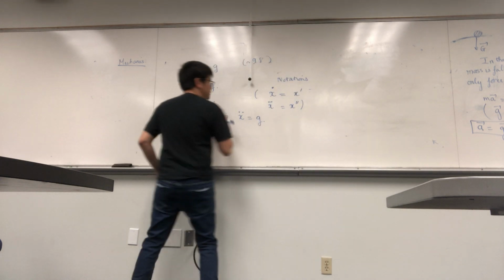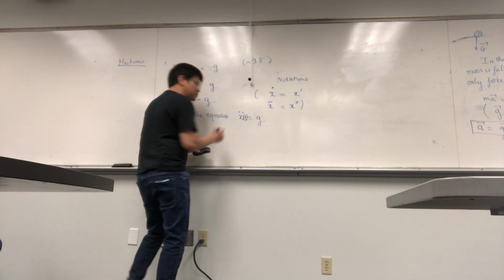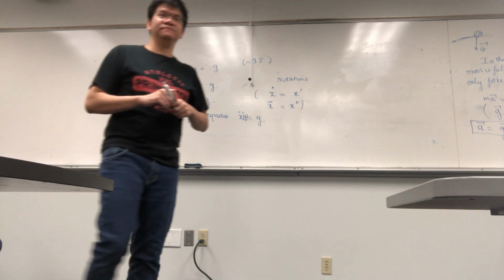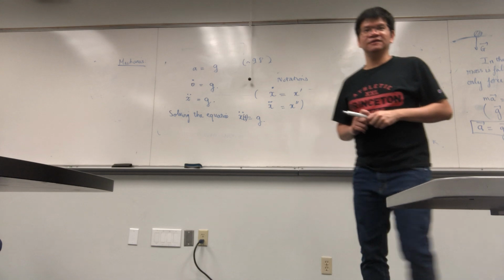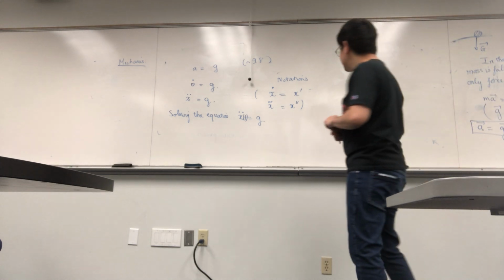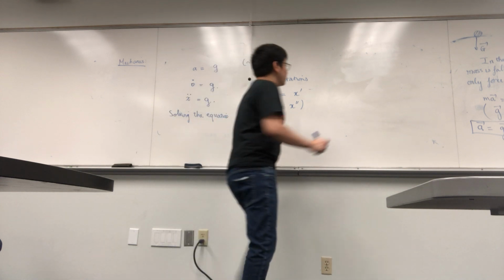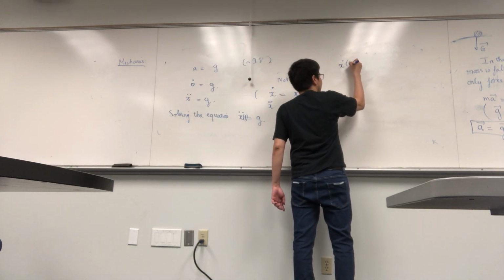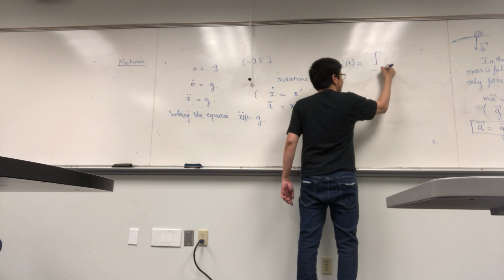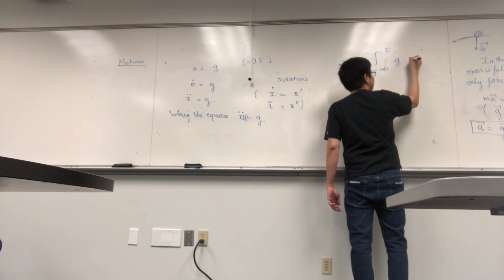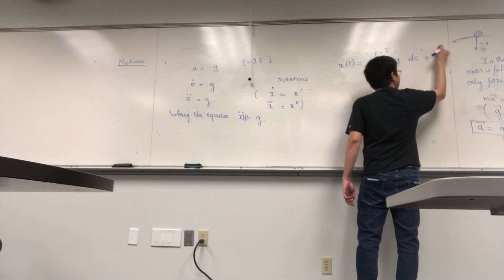So this will be a differential equation of t. How can we solve this equation? Yes, integrate. So because x double dot is equal to g, x dot will be the integral from minus infinity to t of g ds plus C.